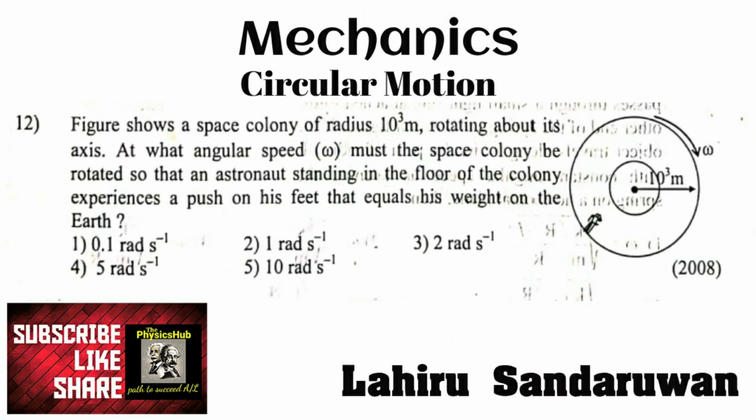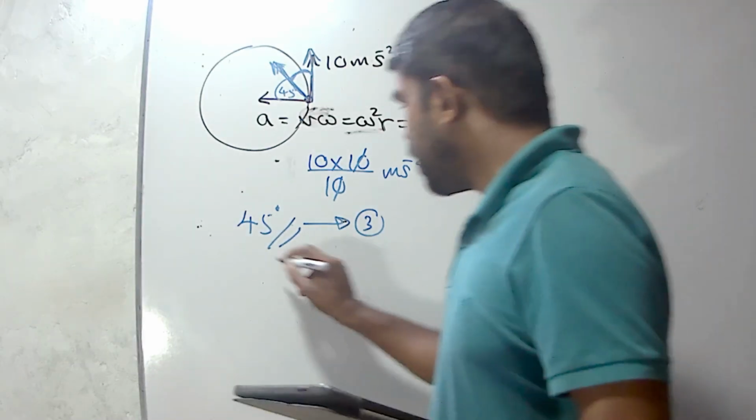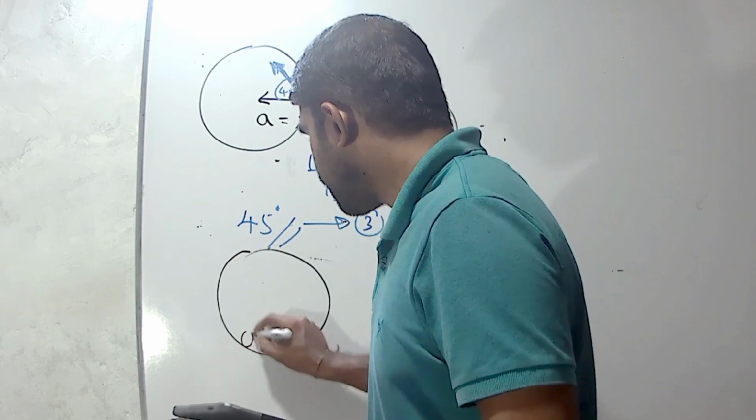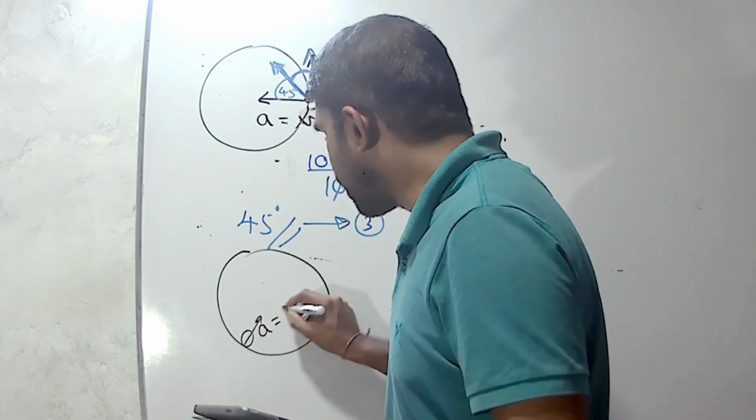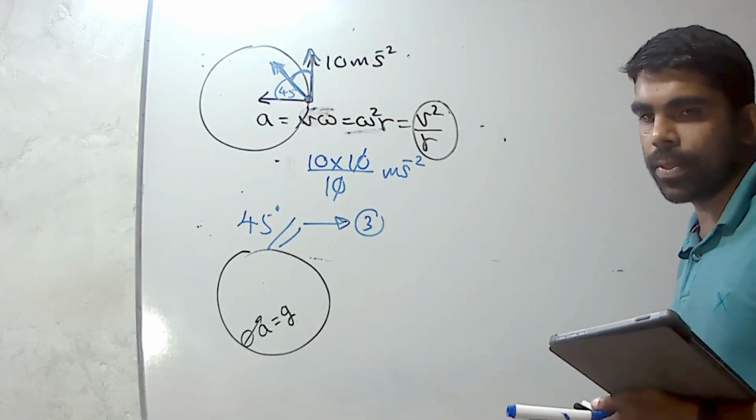The figure shows a space colony of radius 10 to the power 3 meters rotating about its axis. At what angular speed omega must the space colony be rotated so that astronauts standing on the floor of the colony experience a push on their feet that equals their weight on Earth? It means the acceleration towards the center should be equal to the gravitational acceleration on Earth's surface.